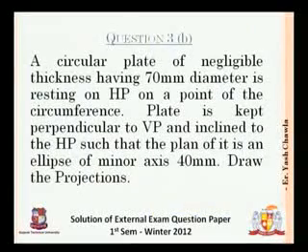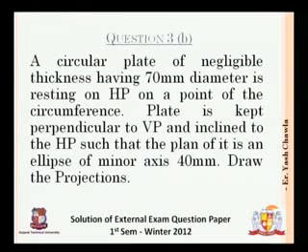Okay, the next is a question on planes. A circular plate of negligible thickness having 70 mm diameter is resting on HP on a point of circumference. The plate is kept perpendicular to VP and inclined to HP such that the plane of it is an ellipse of minor axis 40 mm. Let's draw the projections. So we have been given a circle which is inclined at some angle with HP, which is not given to us, and it is inclined in such a way that the ellipse which is formed in the top view has a minor axis of 40 mm.